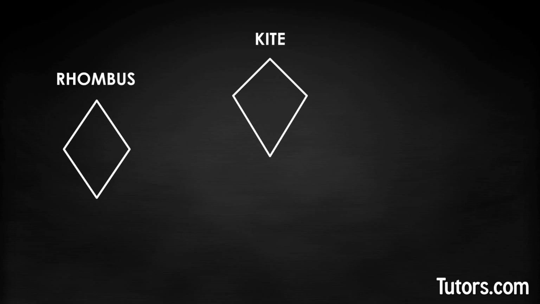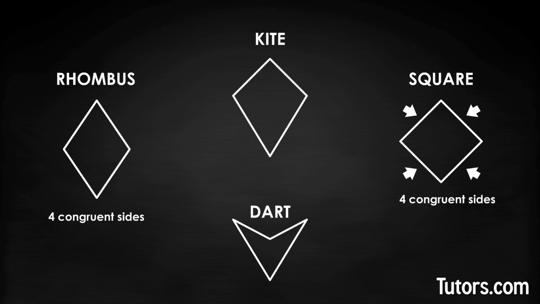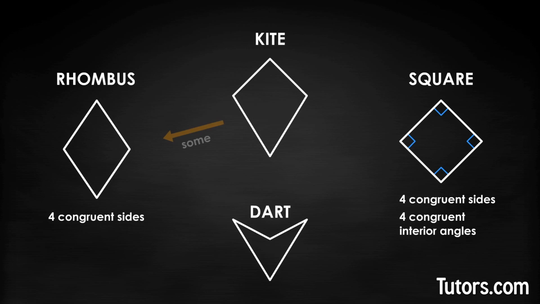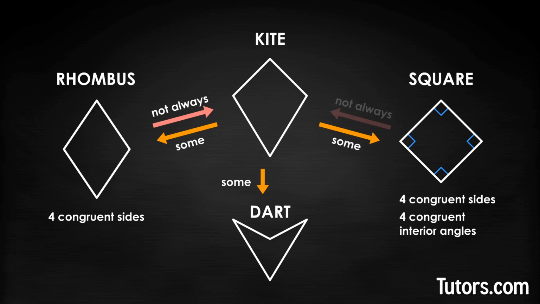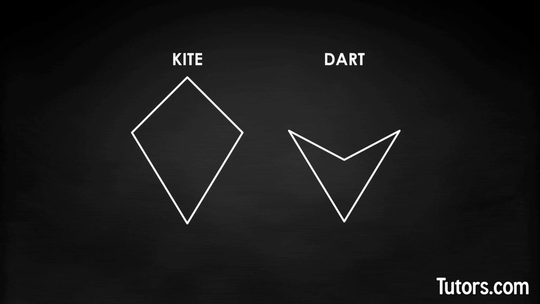Sometimes a kite can be a rhombus with four congruent sides, a dart, or even a square with four congruent sides and four congruent interior angles. Some kites are rhombi, darts, and squares. Not every rhombus or square is a kite. All darts are kites. Kites can be convex or concave.